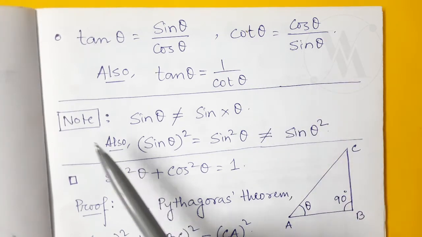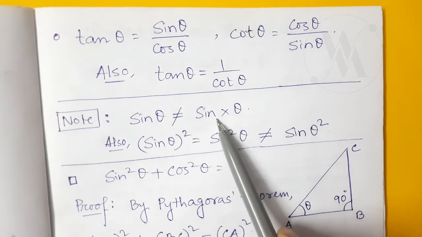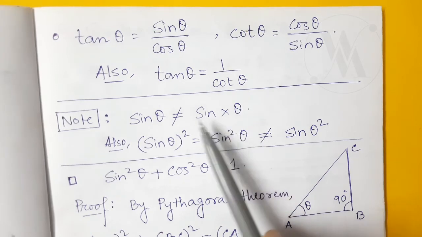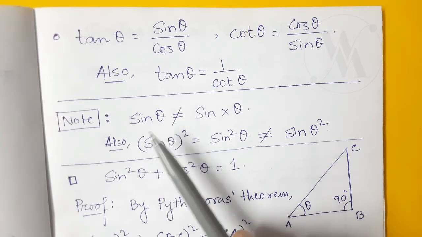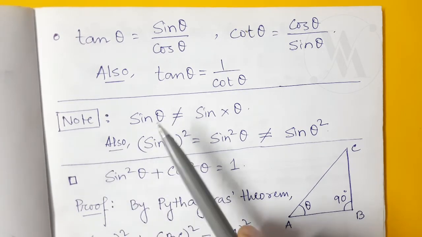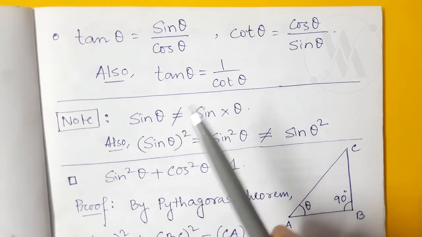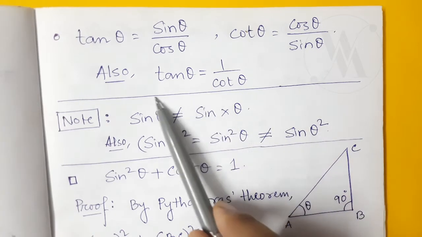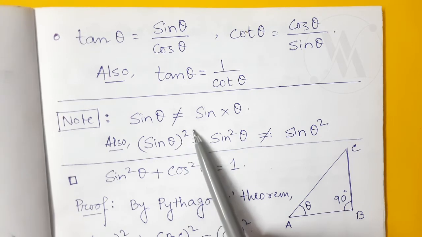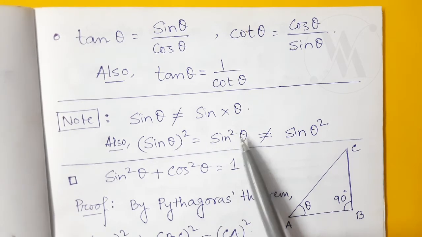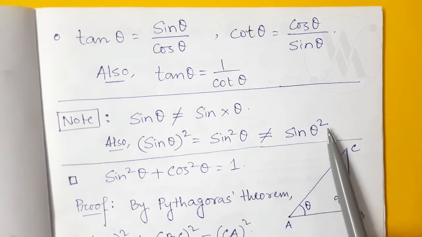Now here is a note, you always need to remember it. Sin theta is not equal to sin into theta. This is actually sine of theta and we read it as sin theta. Similarly, for cos theta also, that is cos of theta, so we read it as cos theta. That is not equal to cos into theta. Sin theta is one term. Similarly, sin theta whole square you can write as sin square theta or sin theta into sin theta. But this is not equal to sin theta square.